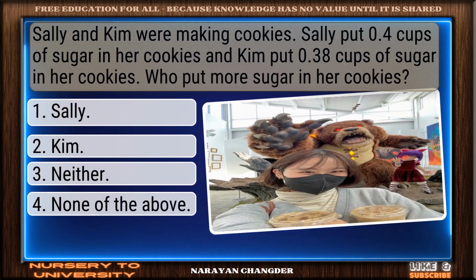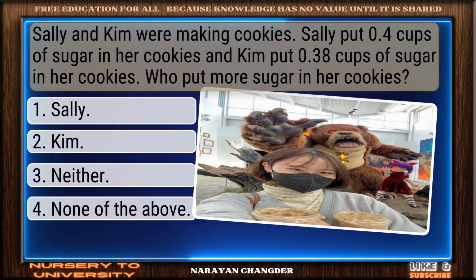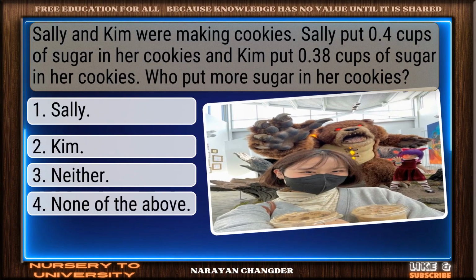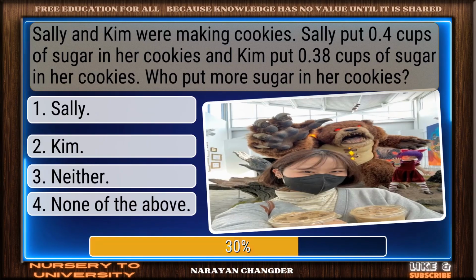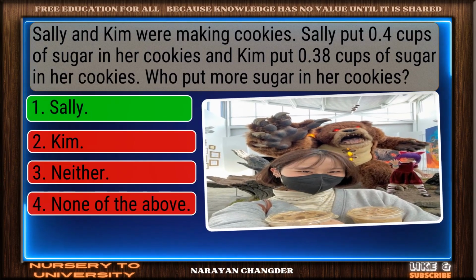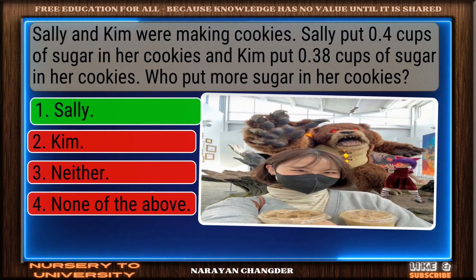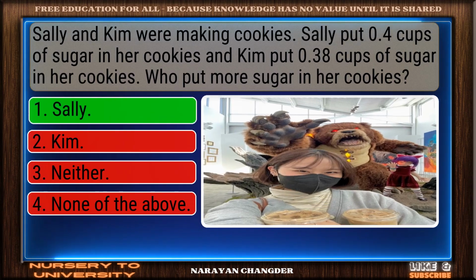Sally and Kim were making cookies. Sally put 0.4 cups of sugar in her cookies and Kim put 0.38 cups of sugar in her cookies. Who put more sugar in her cookies? Smart move. Sally is an accurate answer.